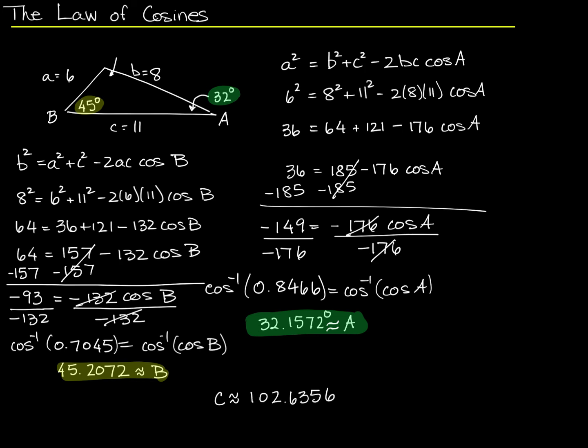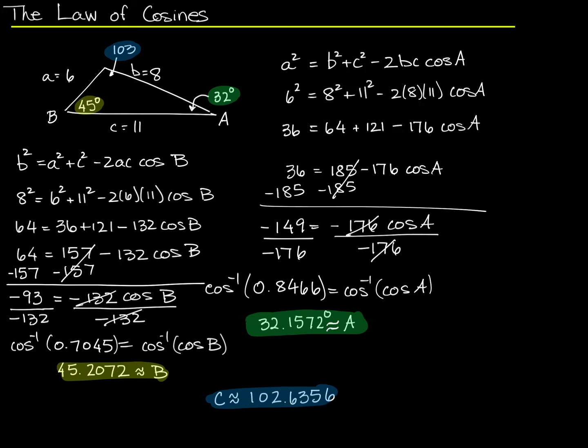Now, that is an approximation. Let's do this one in blue. That's an approximation, but it's a fairly accurate approximation because to find the measure of angle C, I took 180 degrees and I subtracted from it not 45.2072, but the value that was in my calculator, and not just 32.1572, but the value that was in my calculator, which is accurate to a great number more decimal places. So I know this is accurate as well.